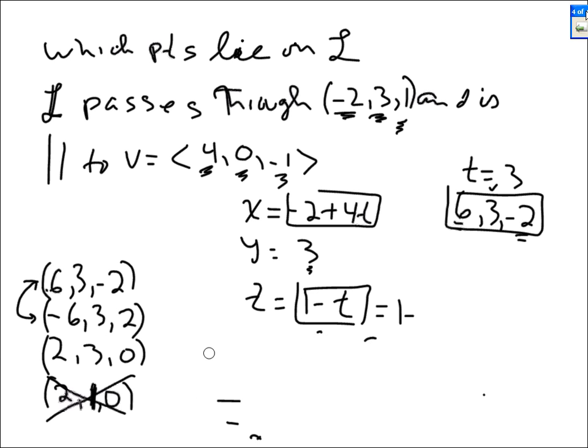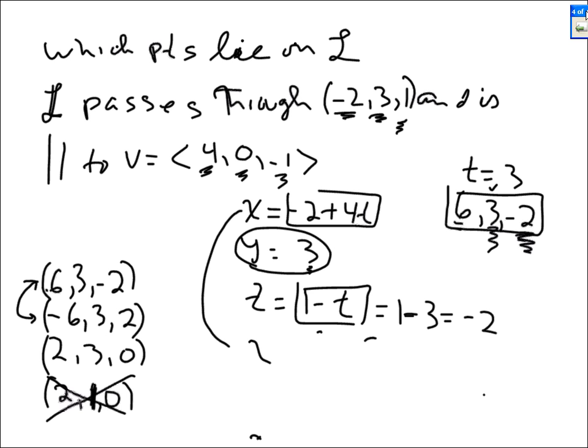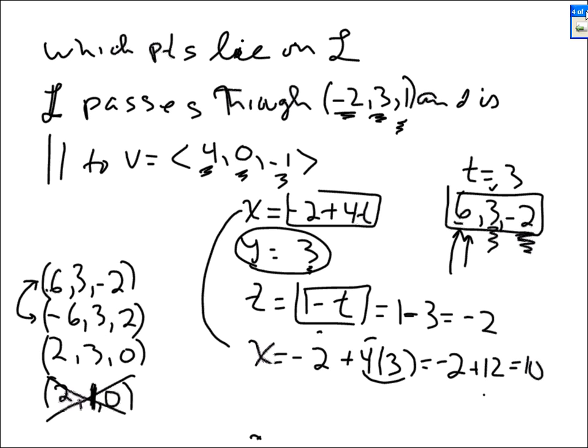I want to see if x, y, and z matches when t is 3. Well, 1 minus 3 is negative 2, which is correct. And when t is 3, y is always 3. So that matches. It's this top one. X is equal to negative 2 plus 4 times 3. 4 times 3 is 12. Negative 2 plus 12 is 10. That's not 10. So no, it did not work.